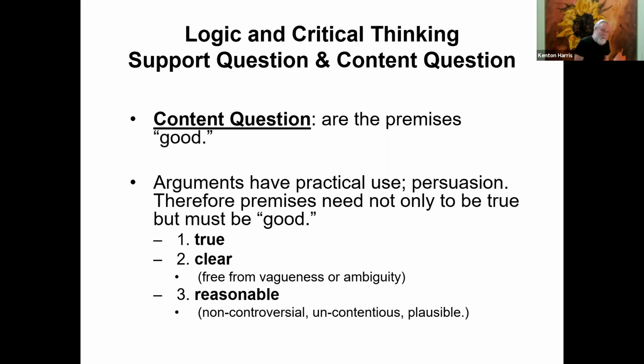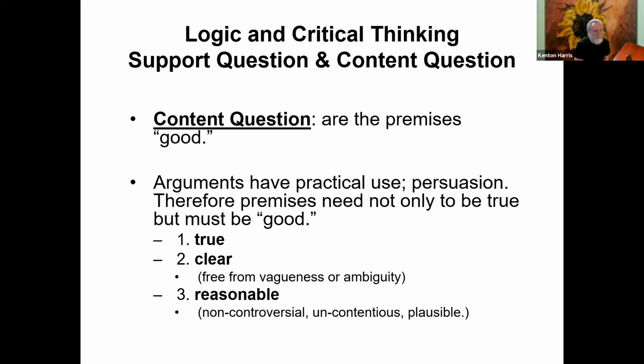Now, truth is an objective matter. Whether a sentence is true or not, or whether a proposition is true or not, isn't a matter of setting or audience or that sort of thing. But clarity may depend on your audience, and what's sufficiently clear for one audience may not be sufficiently clear for another. So you might have to tailor the clarity of your premise set depending on whom you're talking to. And reasonableness is going to change from audience to audience.